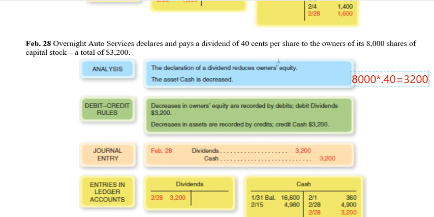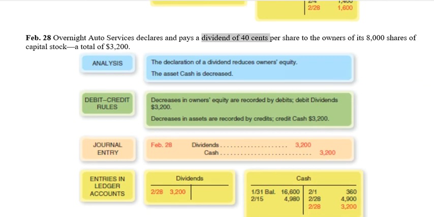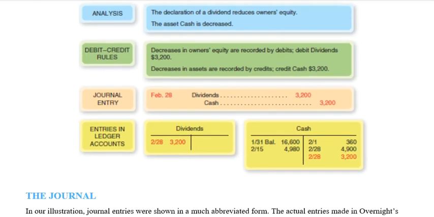Now the 3,200 is computed, and that is basically the declared and paid dividend. So the cash is going out: the cash will be credited and the dividend of 3,200 will be debited. Now I can go on to the next. That's all the transactions related to your income statement.